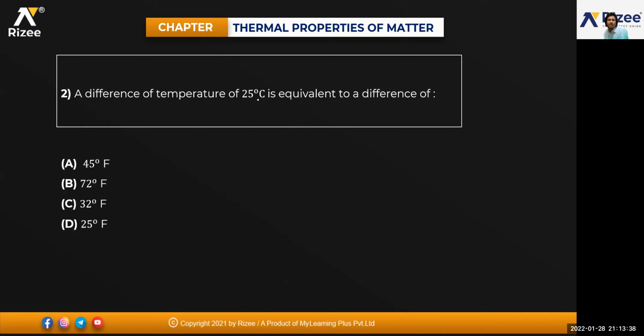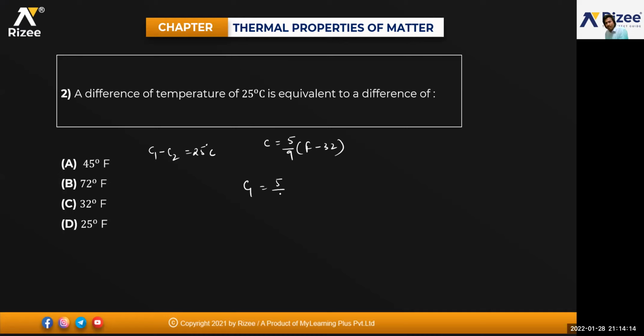A difference of temperature of 25 degrees centigrade is equivalent to a difference of how much? 45 degree Fahrenheit, 72 degree Fahrenheit, 32 degree Fahrenheit, 25 degree Fahrenheit. Difference of temperature. That means some temperature difference C1 minus C2 will be equal to 25 degrees centigrade. You know the relation for Celsius: C is equal to 5 by 9 times F minus 32. So C1 will be equal to how much?